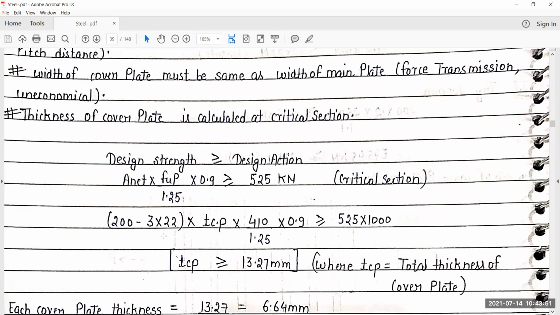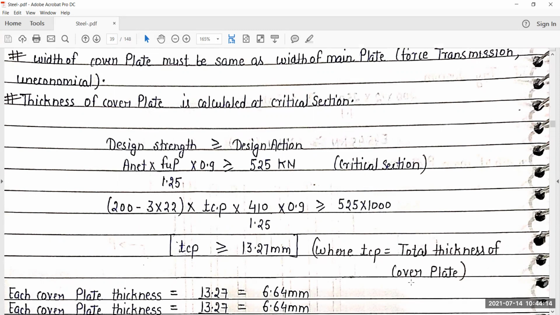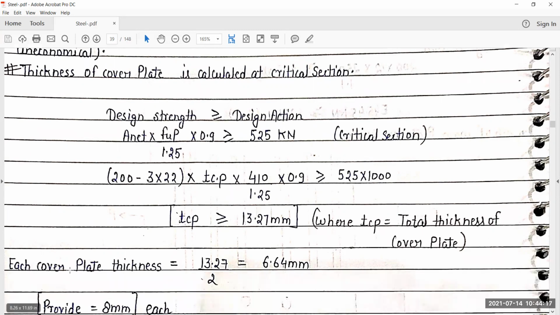Then now it is (200 minus 3 into 22) into t_cp into 410 upon 1.25 into 0.9 is greater than or equal to 525 into 1000. Then you get the result t_cp equal to 13.27 mm, where t_cp is the total thickness of cover plate. Each cover plate thickness is 13.27 upon 2, and you get the result equal to 6.6 after calculating.